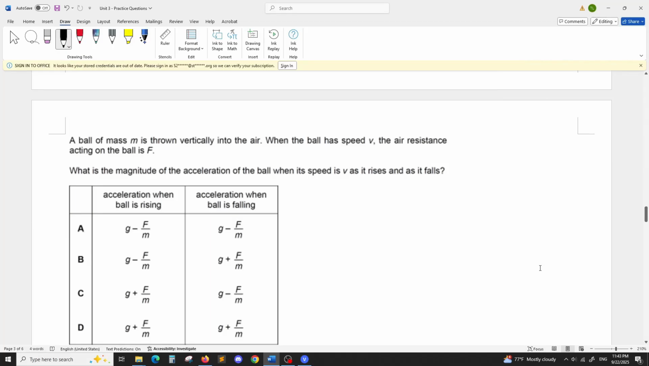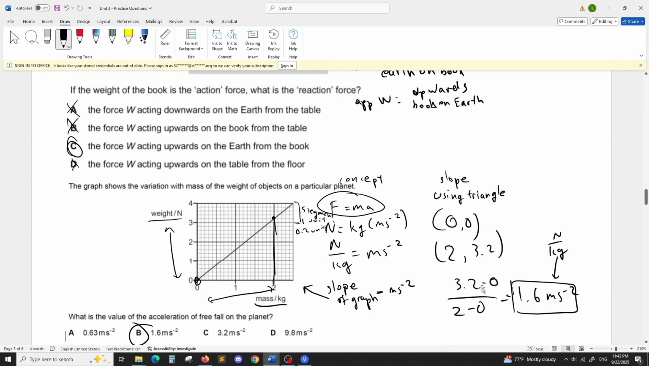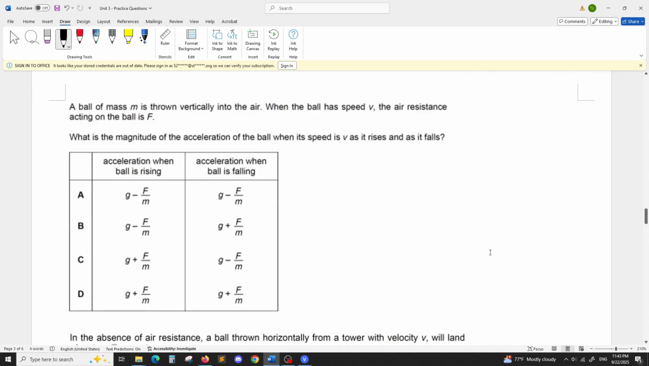Hello everyone, so this is going to be Unit 3 Dynamics, Part 2. Last time we ended off here, and we're just going to go to the next question.